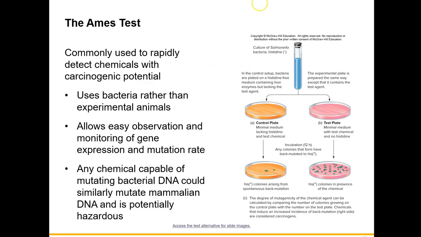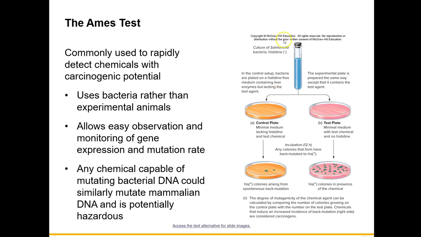Again, there's some great videos. The Ames test, which I love. This is a test question, just so you know, because I'm from Ames, Iowa, and it just reminds me of that. It's commonly used to detect chemicals that are carcinogenic. It uses bacteria rather than experimental animals, and allows easy observation and monitoring of gene expression and mutation rate. Any chemical capable of mutating bacteria could similarly mutate mammalian DNA and is potentially hazardous.